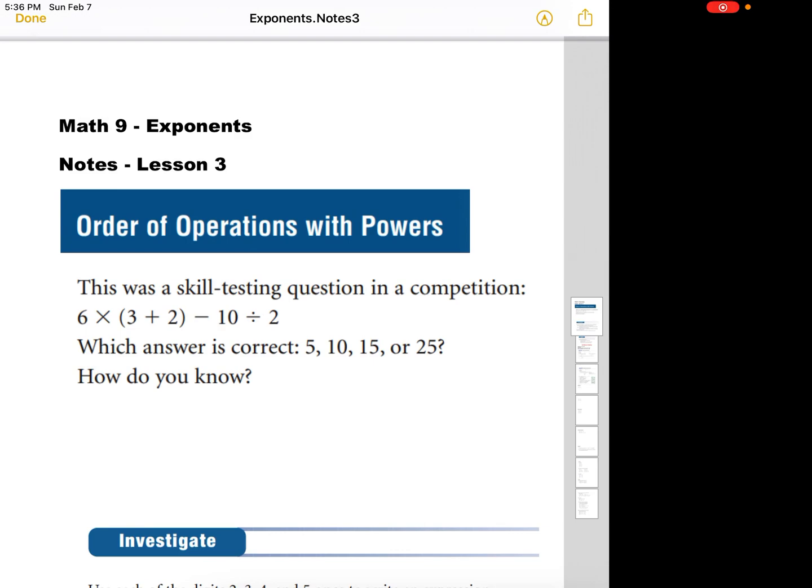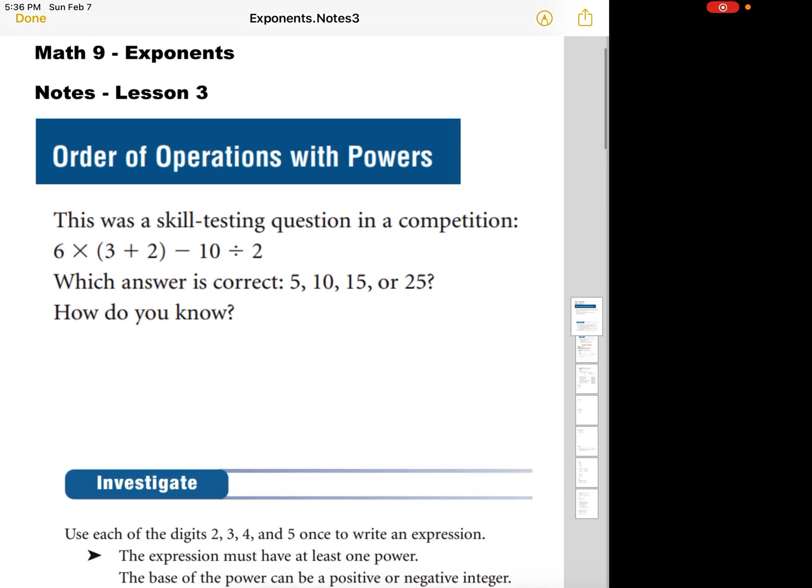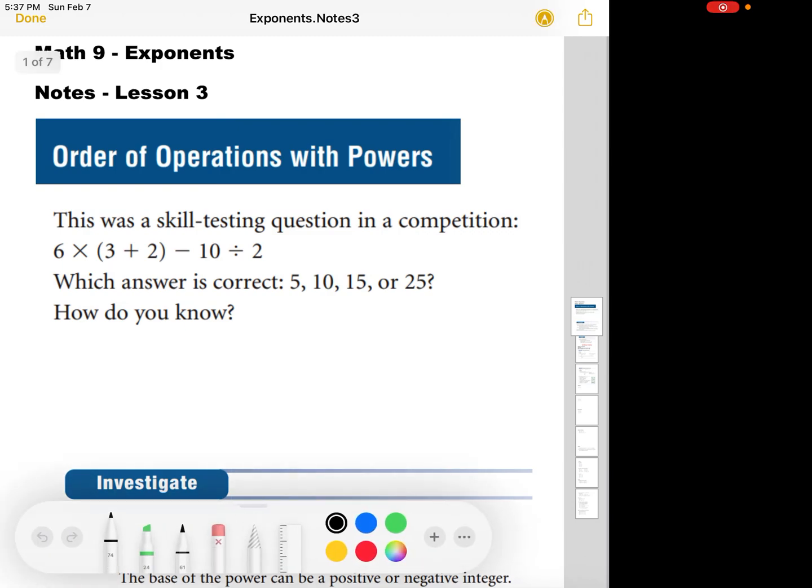6 times, and then in brackets, 3 plus 2, and close brackets, minus 10 divided by 2. Which answer is correct? 5, 10, 15, or 25? This is for you to see which is the correct answer. You should all try this. You might want to pause it, try it, and then see which one you get. I don't know yet because I have to do my order of operations. So after you found an answer, press play again and see what we find out.